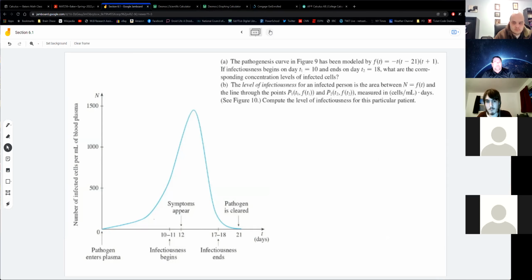So with measles, you become infectious at about 10 or 11 days. Your symptoms appear at about 12 days. Your infectious period ends around day 17 or 18. And then by about 3 weeks, it's cleared out of your system. So they want to find out what's the level of infection for an infected person during the infectious period. Right now we have one curve. We need to find the other line to block off when they're infectious. So we want to find the line from here to there.